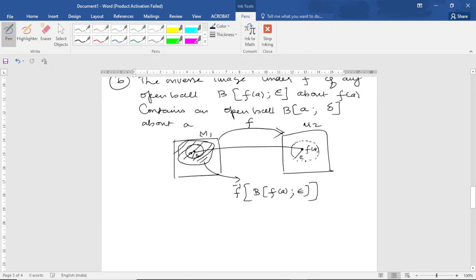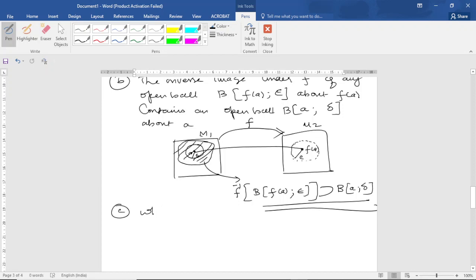This is f of A, this is an open ball. The inverse image of this open ball will contain what? This open ball, whose center is A, radius is delta. So if this happens for any point A in M1, then we say that the function f is continuous. See, these are the three different definitions for a continuous function. If any one is true, the other ones are also true among A, B, C.